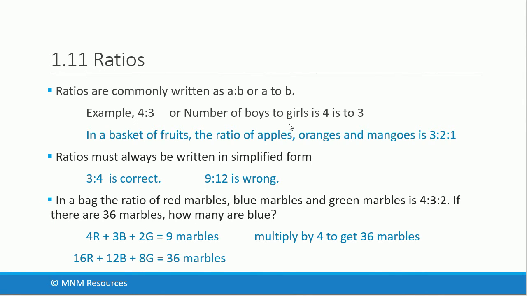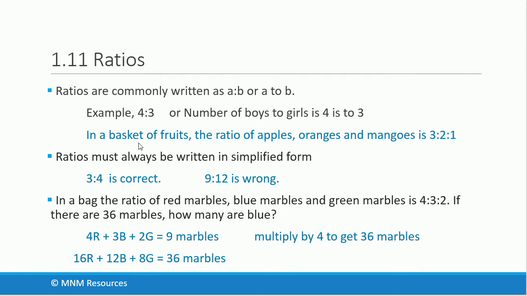Ratios are commonly written as A is to B or A to B. Example, 4 is to 3. In a group of friends, there are 4 boys and 3 girls. So you have a ratio of 4 is to 3 boys to girls, or number of boys to girls is 4 is to 3. This is how you will commonly see ratios referred to in questions.